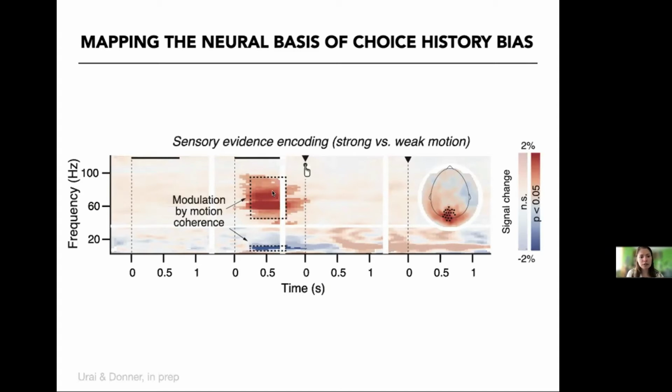So this is simply the time frequency response. Here you see this gamma band response of strong versus weak motion stimuli over these occipital sensors in the MEG. We also see a decrease in lower frequency alpha band responses. So this gives us this nice single trial metric for the amount of sensory information that people should use to then make their decision.